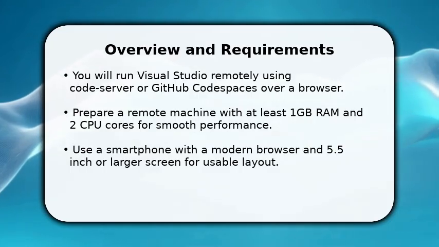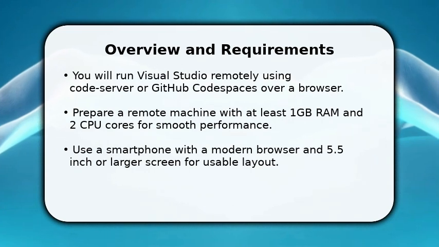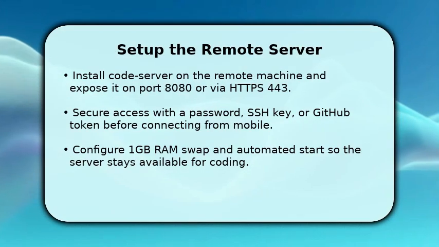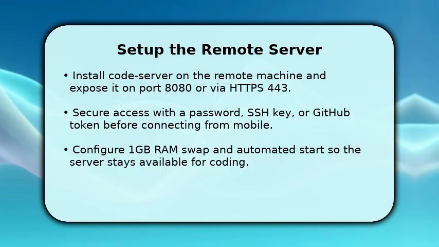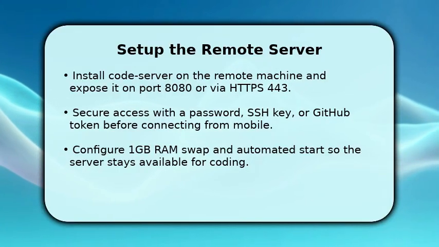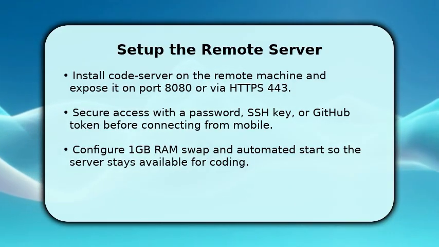Open your mobile browser and authenticate with a strong password or a GitHub token before accessing your code server. Install code server on your remote machine and bind it to port 8080 or proxy to 443. Enable HTTPS using a valid certificate and configure a strong password or SSH key authentication. If you prefer GitHub Codespaces, create a codespace from your repo and open it in the mobile browser.